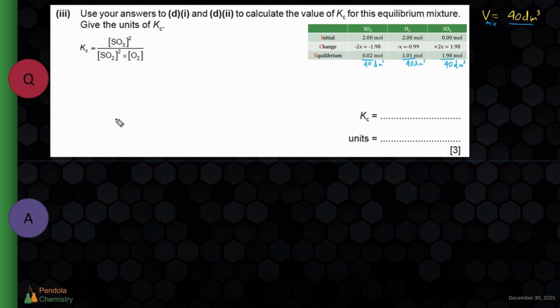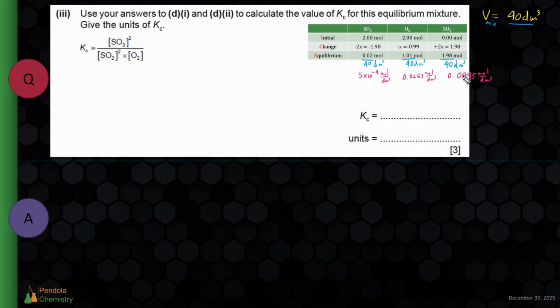So 0.02 divided by 40, and I'm going to do this in a different color, gives us the concentration of SO2 as 5 times 10 to the negative 4 moles per dm cubed. 1.01 divided by 40 is 0.0253 moles per cubic decimeter. And then 1.98 divided by 40 gives us 0.0495 moles per cubic decimeter.